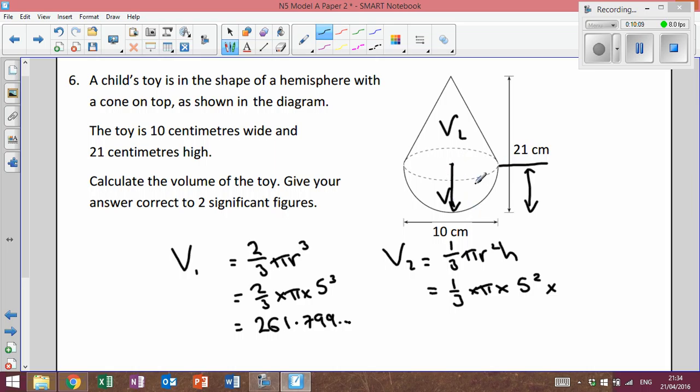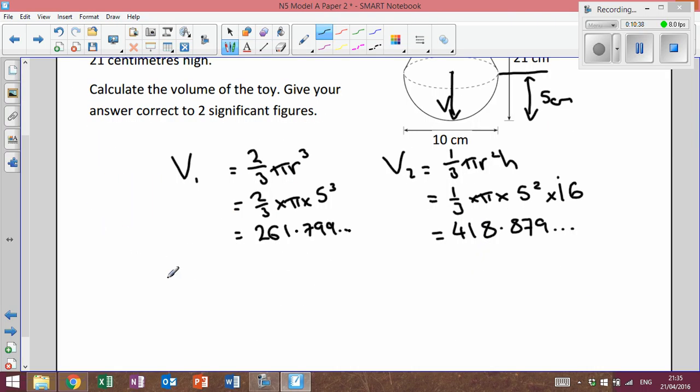And the radius is 5 from that 10. So there's 5 centimeters there, which means the height up here is going to be 16. And then you can use that as your height. That will probably be the most common mistake in that question. So go to your calculator again, type it in. 5 squared times 16, and you're going to get the answer 418.879, so on, so on, so on.